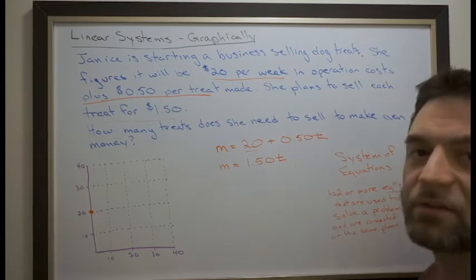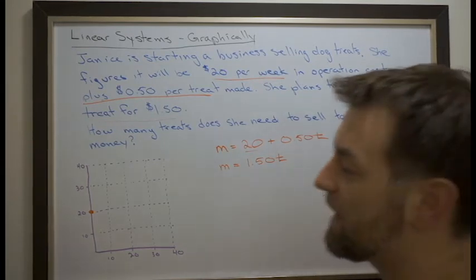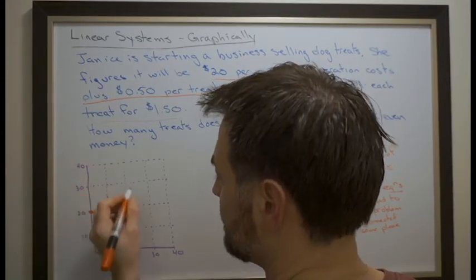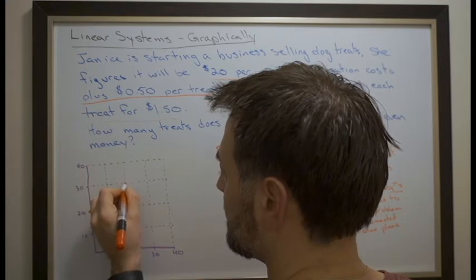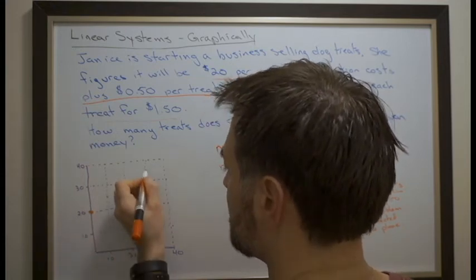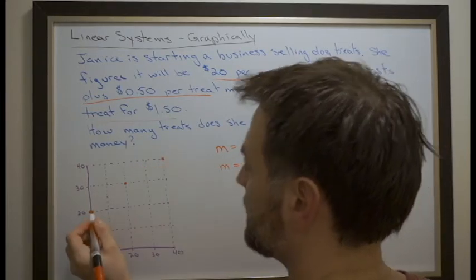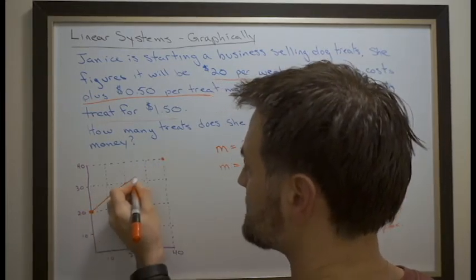So for every $10, it's going to go up 5. So at $10 it'll be about 25, at $20 it'll be at 30, at $30 should be about 35, and at $40 it should be up another 20, so at 40. So this is my cost line here.